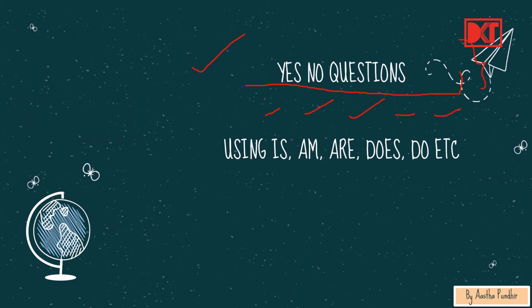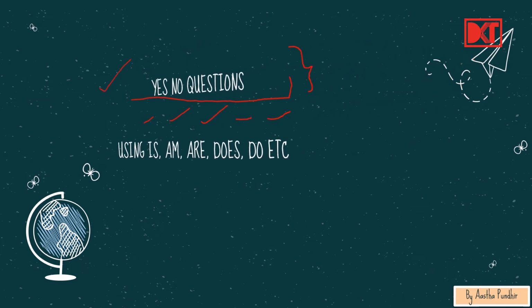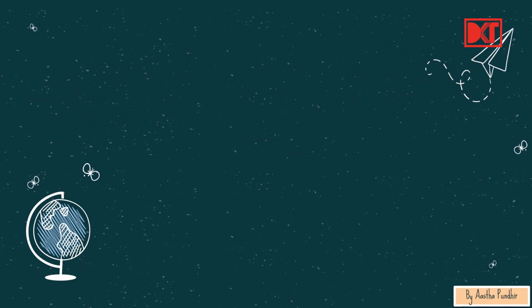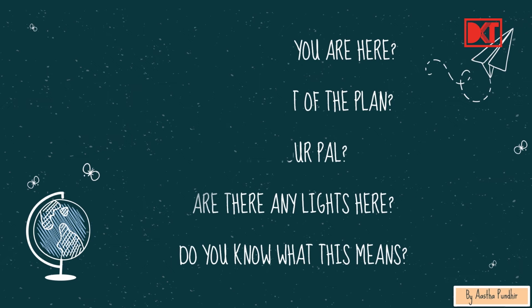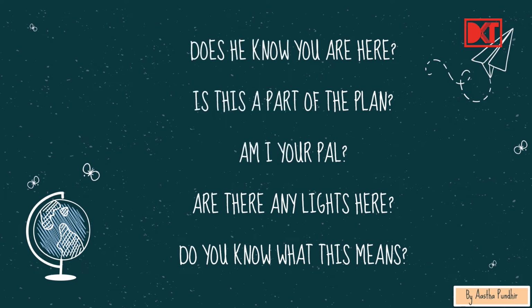Alright, let's see. Like here, does he know you are here? Here, does he know? Starts with does. Is that a part of the plan? Starts with is. Am I your pal? Are there any lights here? Do you know what this means? So for these kind of questions, the simple answers could be either yes or no. This is one category. Alright.